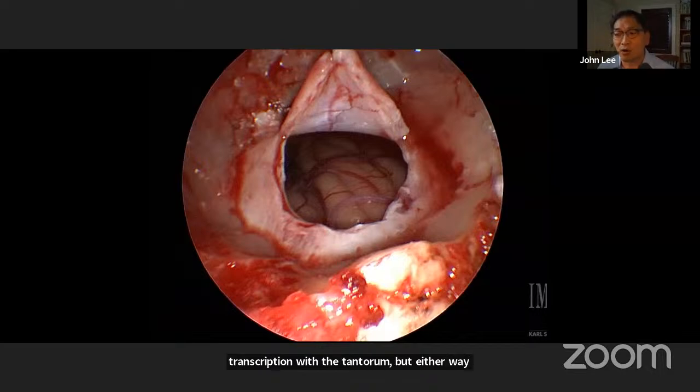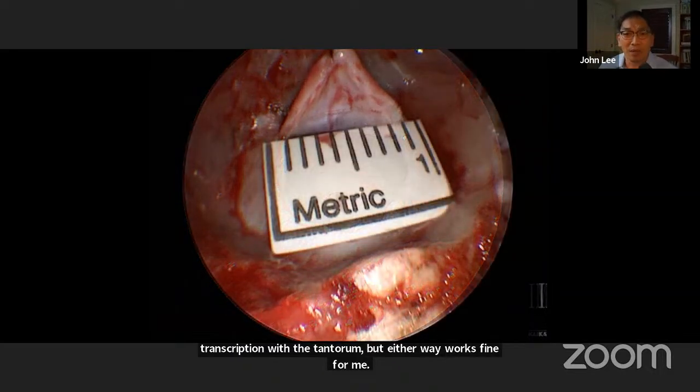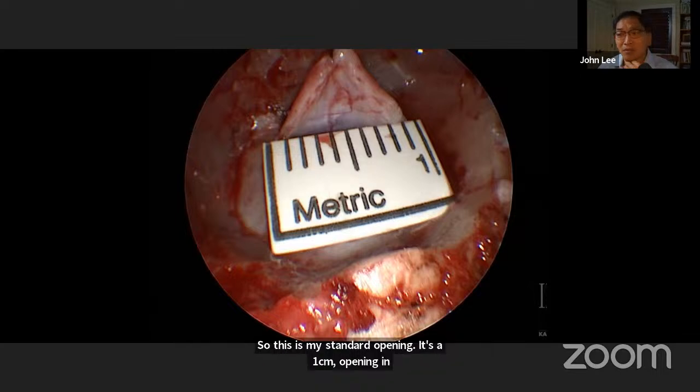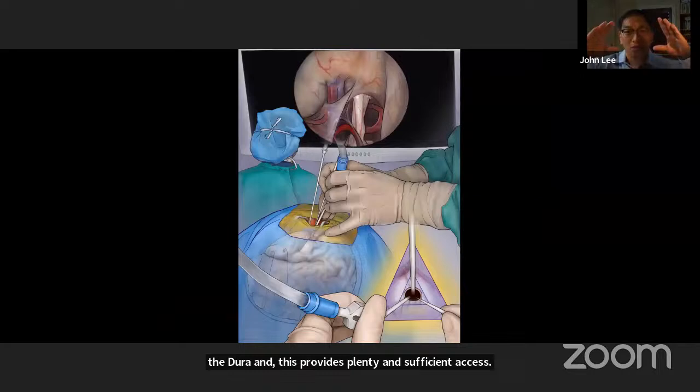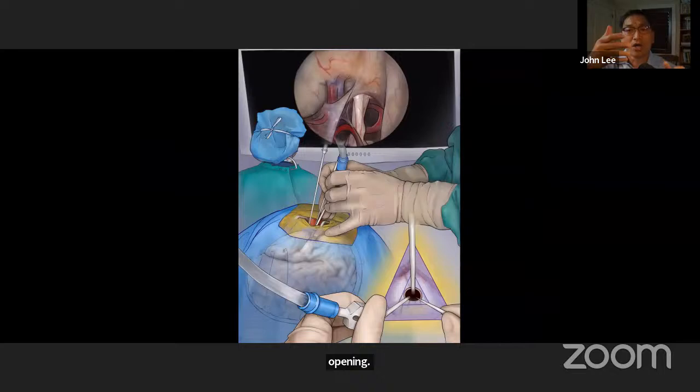So this is my standard opening. It's a 1 centimeter opening in the dura, and this provides plenty and sufficient access. I always emphasize a triangle. I keep my endoscope high along the petrous bone and the dural opening, and then I keep my hands under. This reinforces that when you bring your hands in, you know exactly where you are. You don't have to bring the endoscope out and then bring it back in.